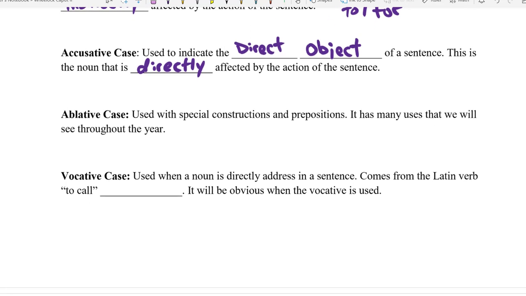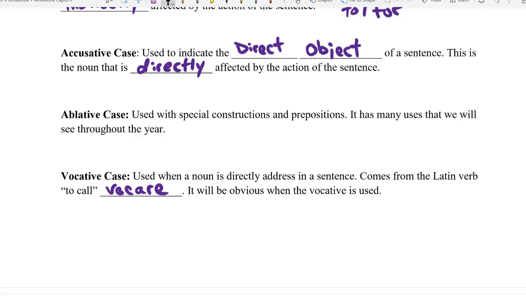And then the vocative case. It's used when you're directly calling out to someone in a sentence. It comes from the Latin verb to call, which you should know is vocare. That's last chapter. We're not going to use the vocative a lot, and we're probably going to stop talking about it after chapter 3, because there's something weird about the vocative in the second declension that we have to talk about. After that, we're probably going to be done with it.